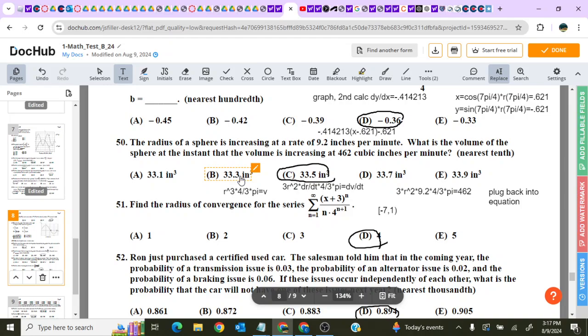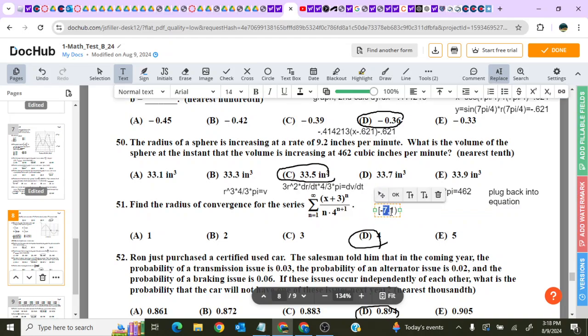Find the radius of convergence for the series. This is basically, we need to make sure that this thing over here does not overpower 4 to the power of n plus 1. In other words, the absolute value of x plus 3 has to be less than 4. Otherwise, it'll exponentially overpower it, and it won't converge. So as a result, x can be from negative 7 to 1.